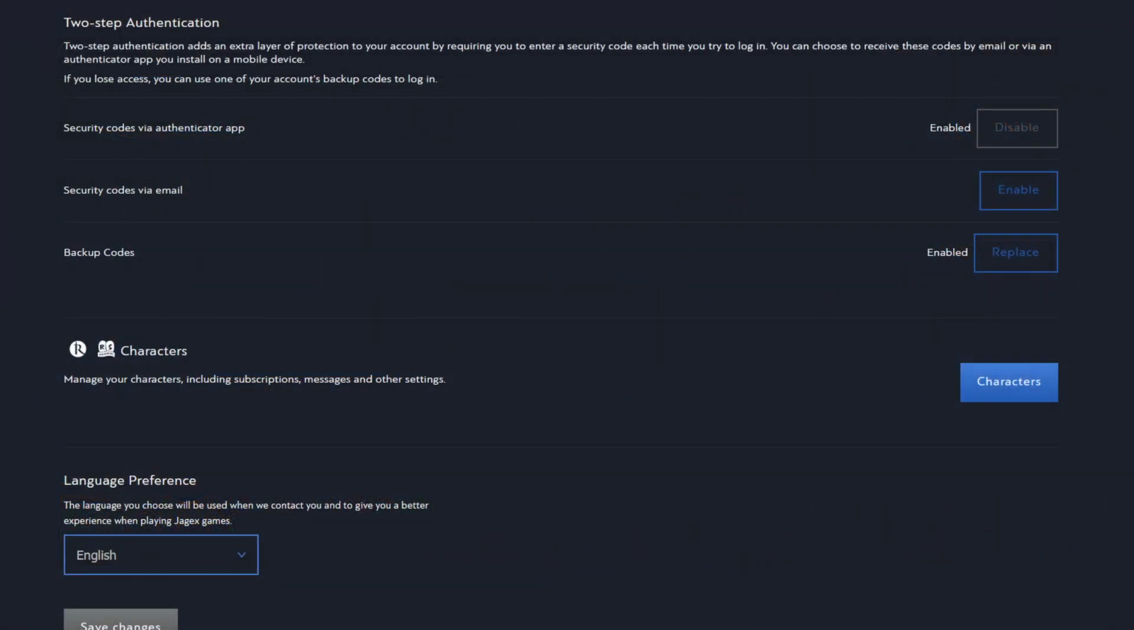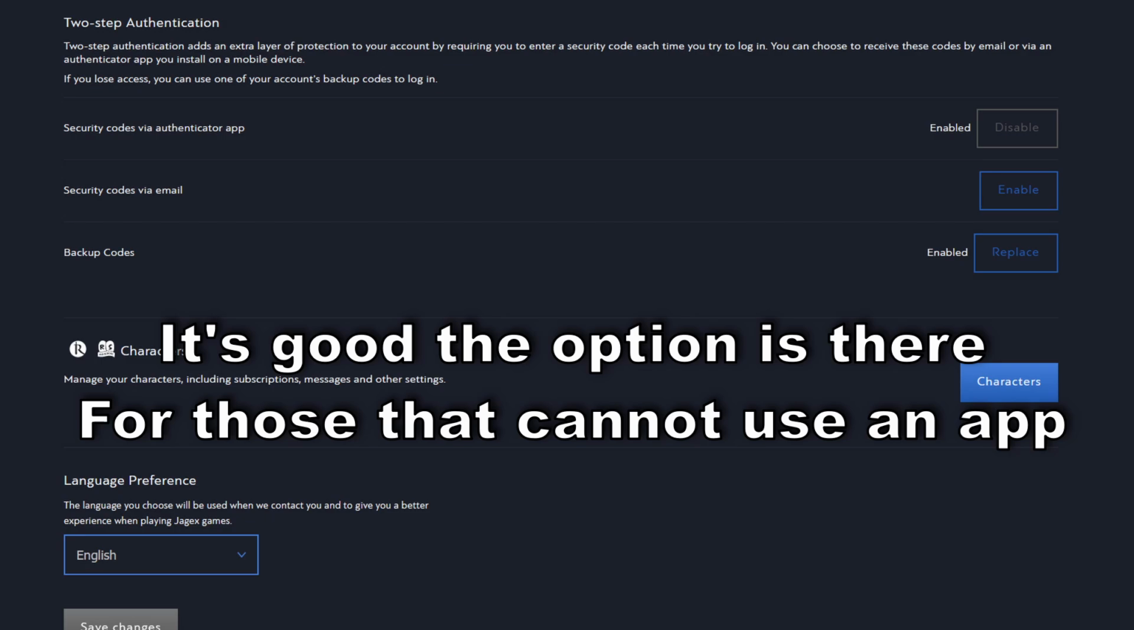While we're in our Jagex account, I recommend setting up two-factor authentication and then storing your backup code somewhere safe and secure. Out of the two options available for two-factor, I would personally avoid using the email option unless you have no other choice. This is because with email access, someone could also reset your password, meaning it's not really two-factor authentication at that point.